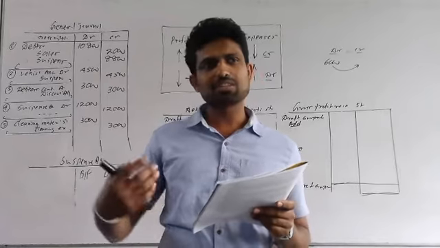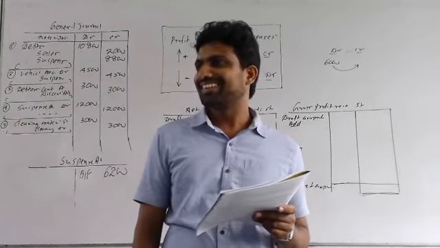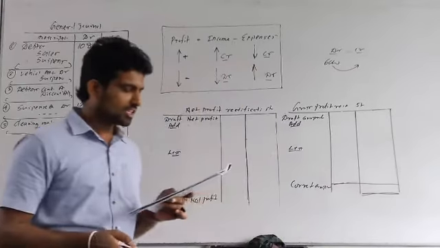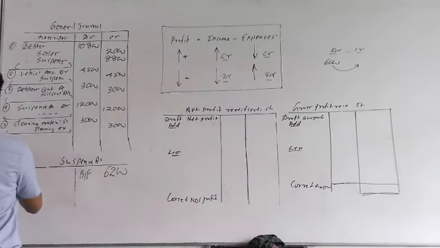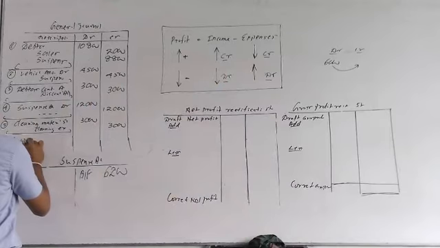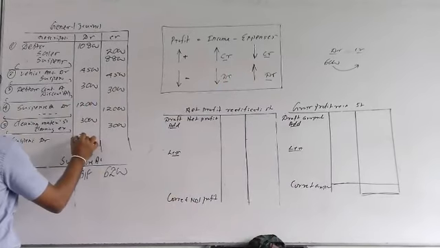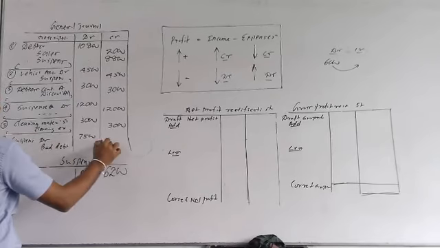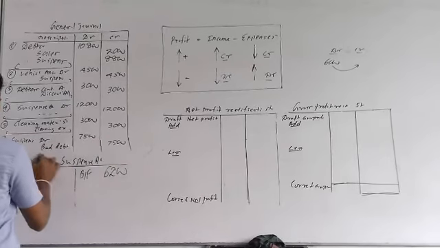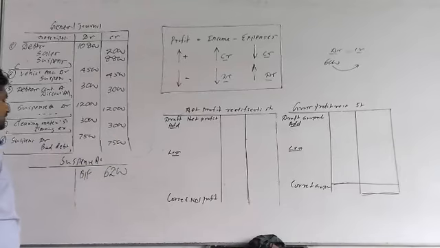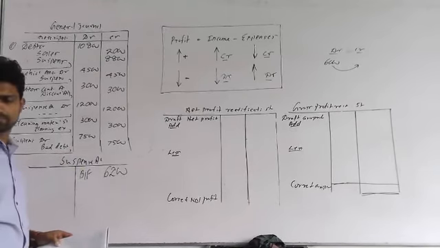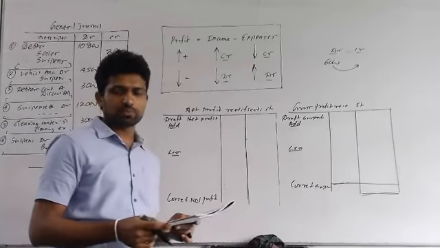Then how to count? Suspense debit, bad debts credit. Suspense debit 7,500, bad debts credit. In your suspense account, the opening balance is 7,600. This is the opening balance.